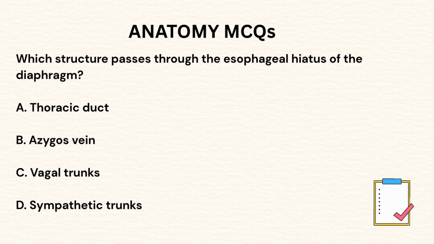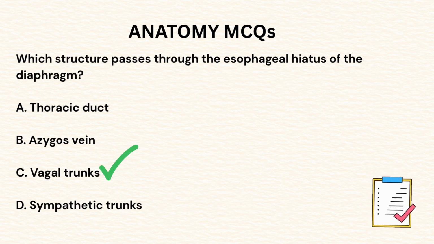Which structure passes through the esophageal hiatus of the diaphragm? A. Thoracic duct. B. Azygos vein. C. Vagal trunks. D. Sympathetic trunks. Correct answer is option C. Vagal trunks. The esophageal hiatus transmits the esophagus along with the anterior and posterior vagal trunks. The hiatus is located at approximately the T10 vertebral level. Memory loop: T10 → esophagus plus vagal trunks.